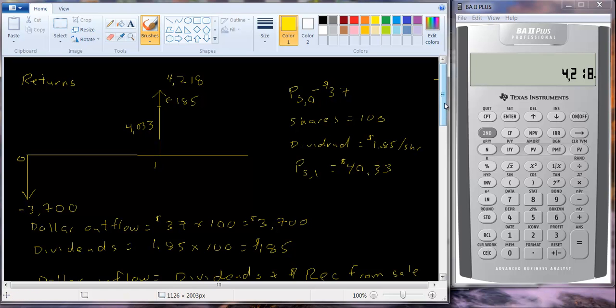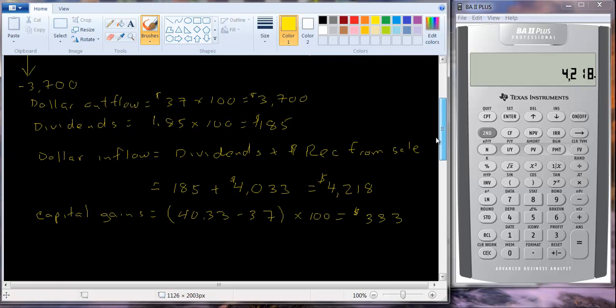What we've calculated here are dollar returns. You have a dollar return of $185 in dividends. You have a $333 capital gain. So if you added those two together, that would be your dollar gain. You could also have a capital loss. If the price of the stock went down, in the textbook they do an example of $34.78, and you would have a $222 capital loss.